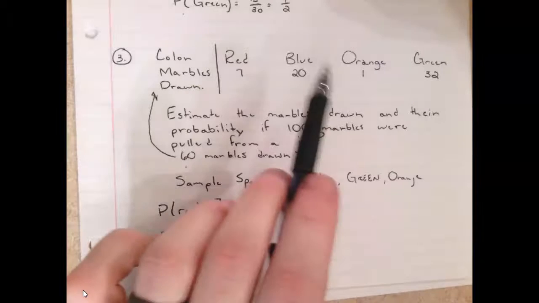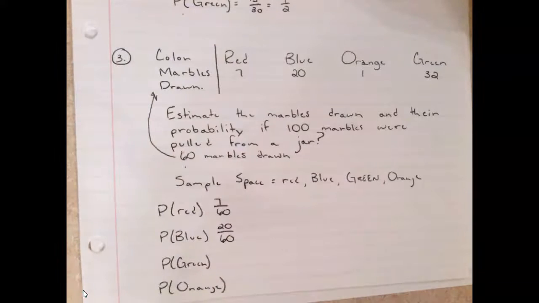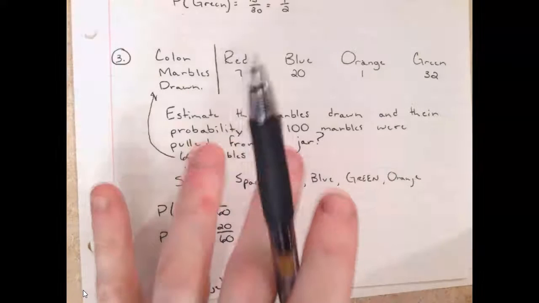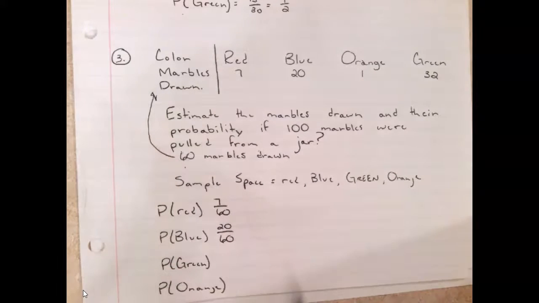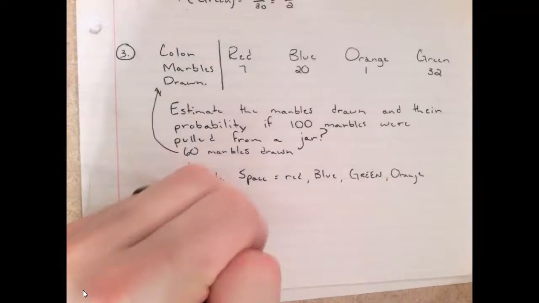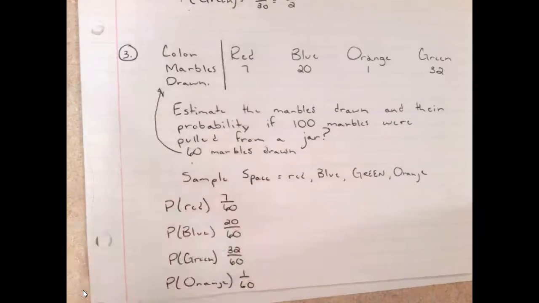Blue. There were 20 blue marbles drawn out of 60. At this point, guys, yes, 20 over 60 can be simplified. You're exactly right if you're asking yourself that. It gets simplified to 1/3. However, we're going to be doing one more step with this estimating part. So, if you don't simplify here, that's okay. Probability of a green, 32 over 60. My last one for orange is going to be 1 over 60. So I have my probability model set up.